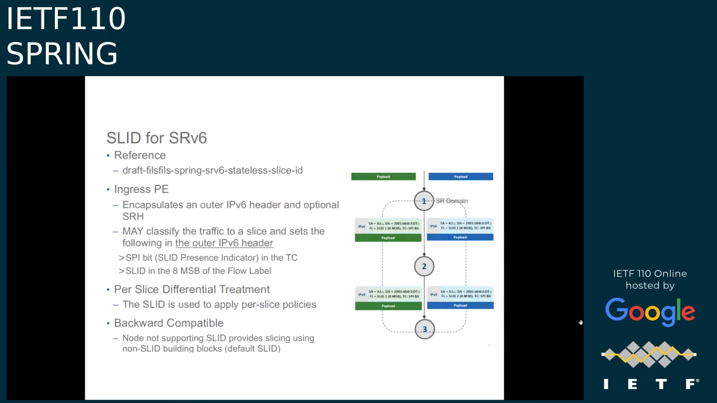So we're going to take an example. This is with reference to how stateless slice ID information is carried for an SRv6 network. In this picture, we have an SR domain, and we show that traffic is in green. A green payload is supposed to be classified into the green slice, and a blue payload is supposed to be classified into the blue slice. So we're going to focus on SR node ingress 1, which always encapsulates the packet in an outer IPv6 header and an optional SRH. This node may classify the packet. So when the green packet comes, it will be classified into the green slice ID, and then the green slice ID is carried in the 8 most significant bits of the flow label.